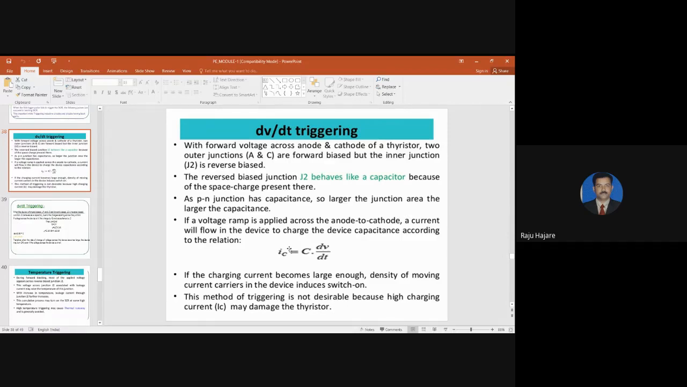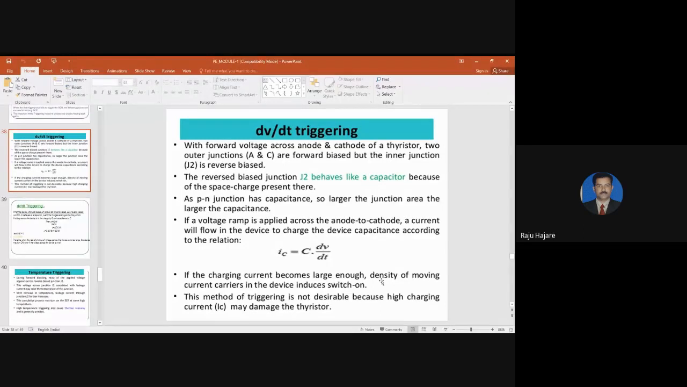You are turning on the device, but what is happening in the J2 junction is explained here in detail. If the charging current becomes large enough, the density of moving carriers in the device turns on the device. Meaning, as your capacitor gets charged for the applied voltage, it reaches a stage where sufficient carriers are accumulated in the junction, and it will turn on the device. That is, your J2 junction breaks down. That is what I am trying to convey.